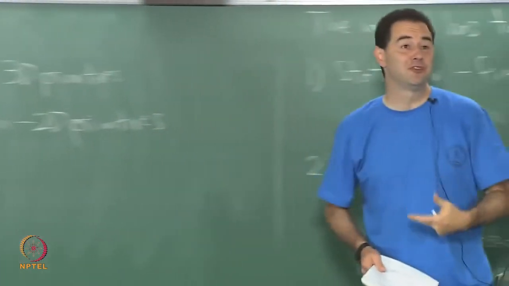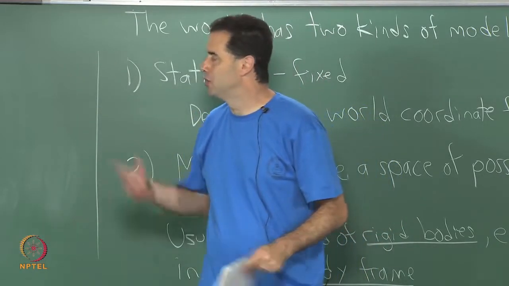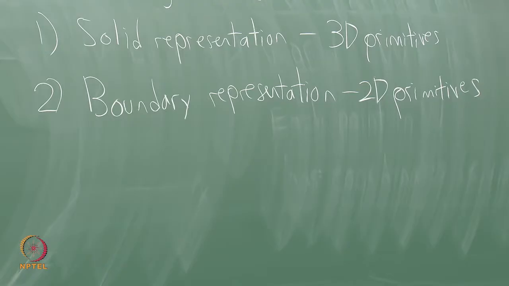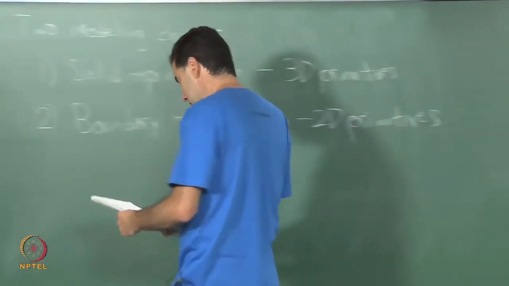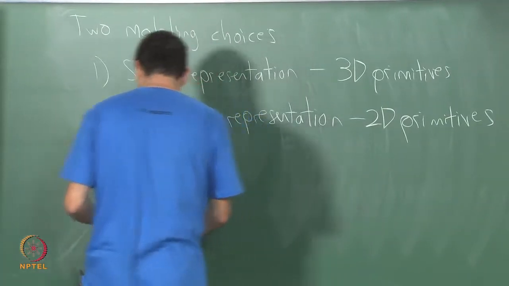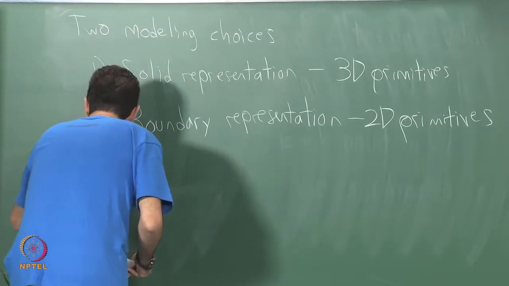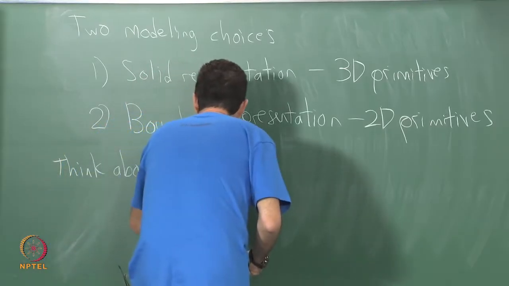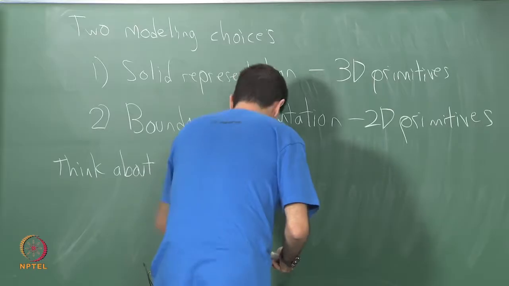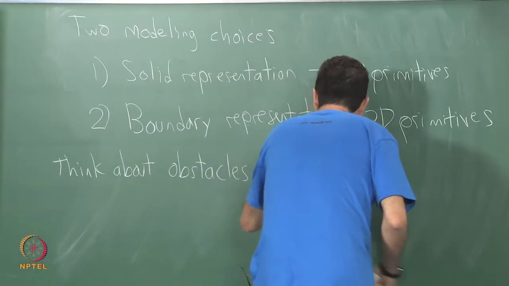There are lots of details to this, lots of interesting technical complications, and a lot of trouble comes about based on which representation you choose. You solve some problems and then other problems emerge. And I'll give you a little bit of a hint of that today, but I will not be covering it in full detail. So one thing to think about with regard to this is obstacles and collision detection.